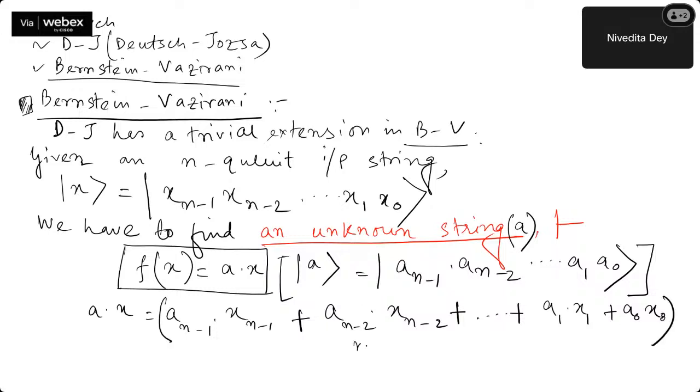Okay. And this is modulo 2, so mod 2, because it can ultimately have values zeros and ones. Okay, so if you see here, it is a special case, or special kind of variant, of the DJ algorithm, with just a simple modification that here f of x is equal to a dot x. Initially, it was a condition of a balanced and a constant function, but right now it's f of x equals a dot x.